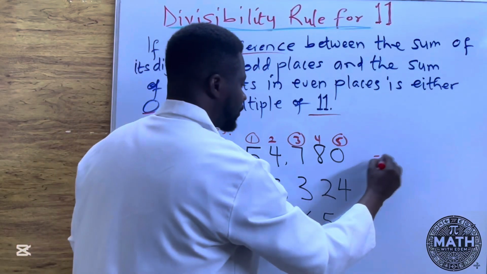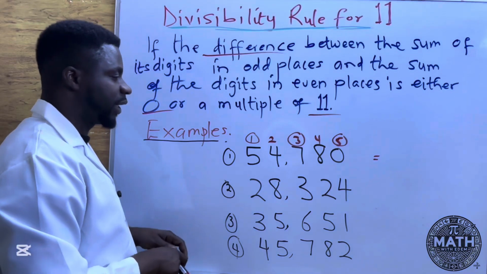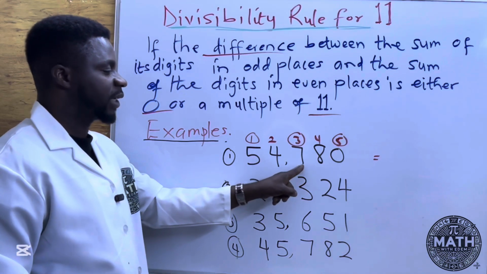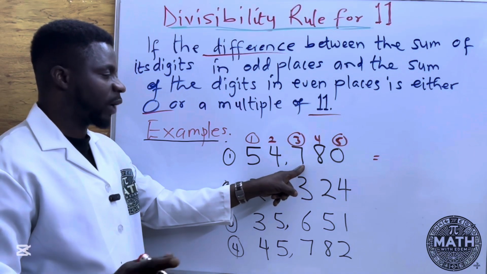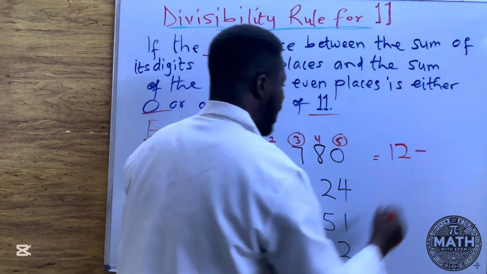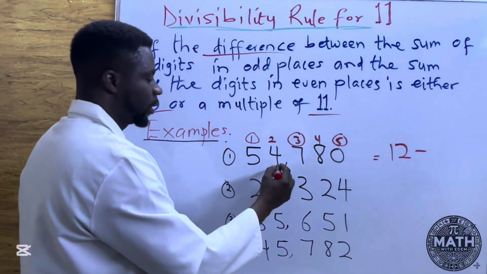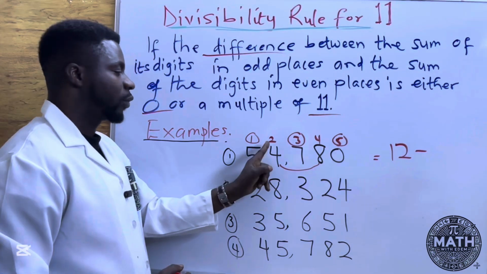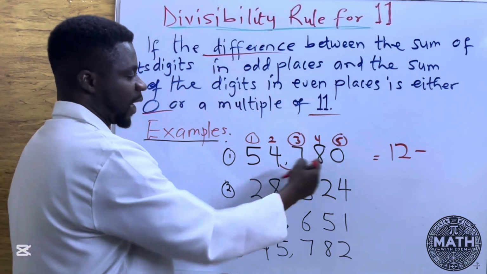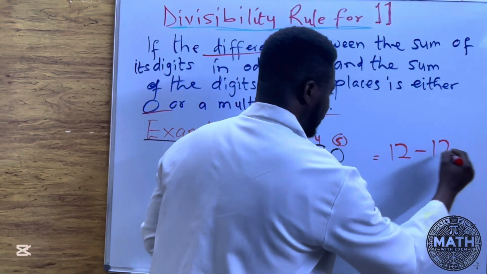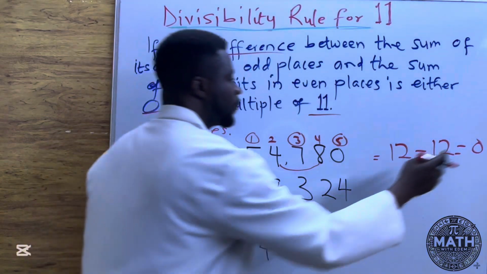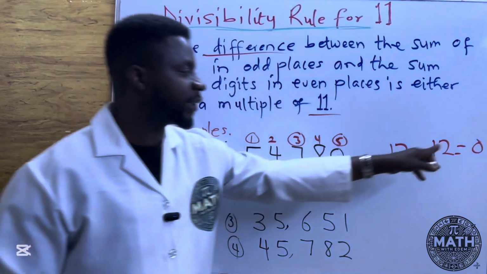So let's start with the digits in the odd places. The first one is what? 5. So 5 plus 7 is going to give us 12. So 12 plus 0 is 12. Minus the digits in even places. These are the digits in even places. We have 4 and then 8. So 4 plus 8 is also 12. So 12 minus 12 gives us 0. So this satisfies the rule.